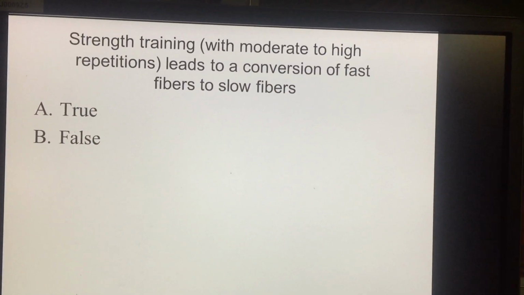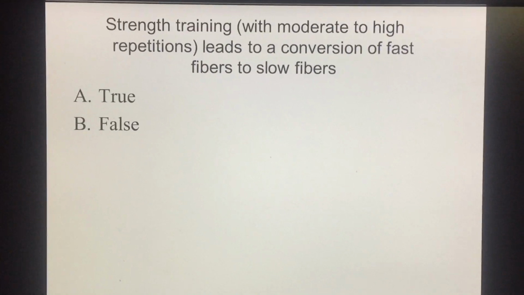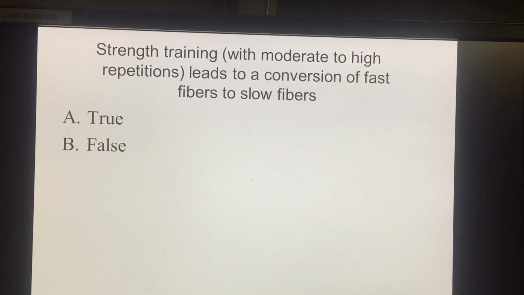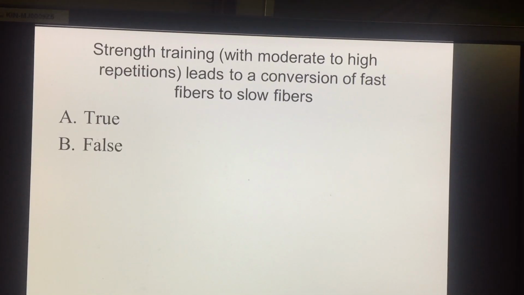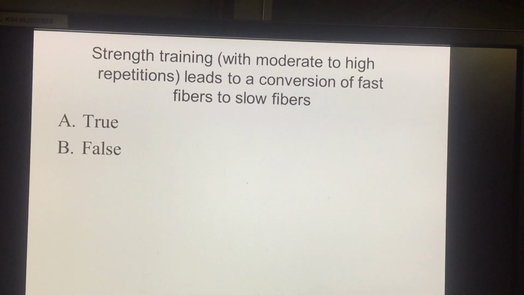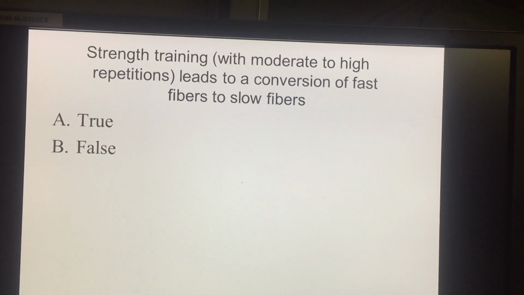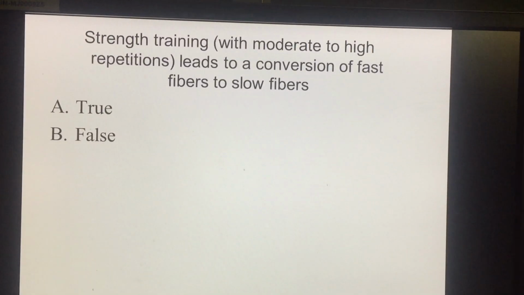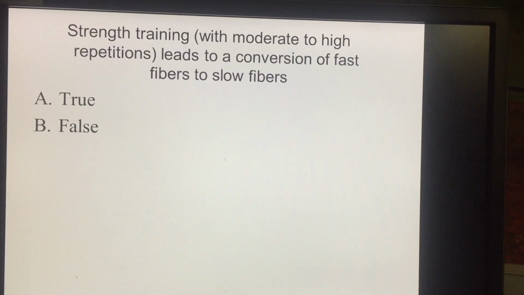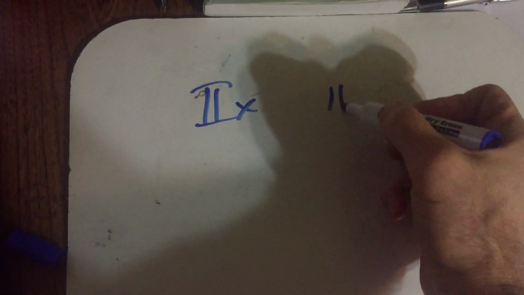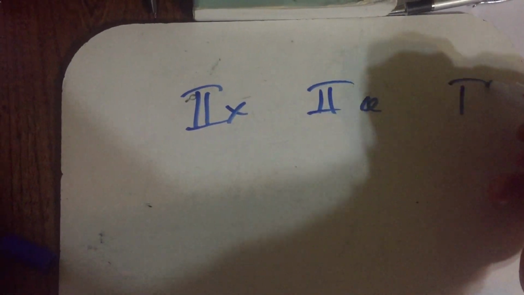I'm going to go over a few examples here. The first one here, true or false, strength training with moderate to high repetitions leads to conversion of fast fibers to slow fibers. The answer here is true. What happens with strength training is, you've got your three major fiber types here. You've got your 2X, your 2A, and your type 1.